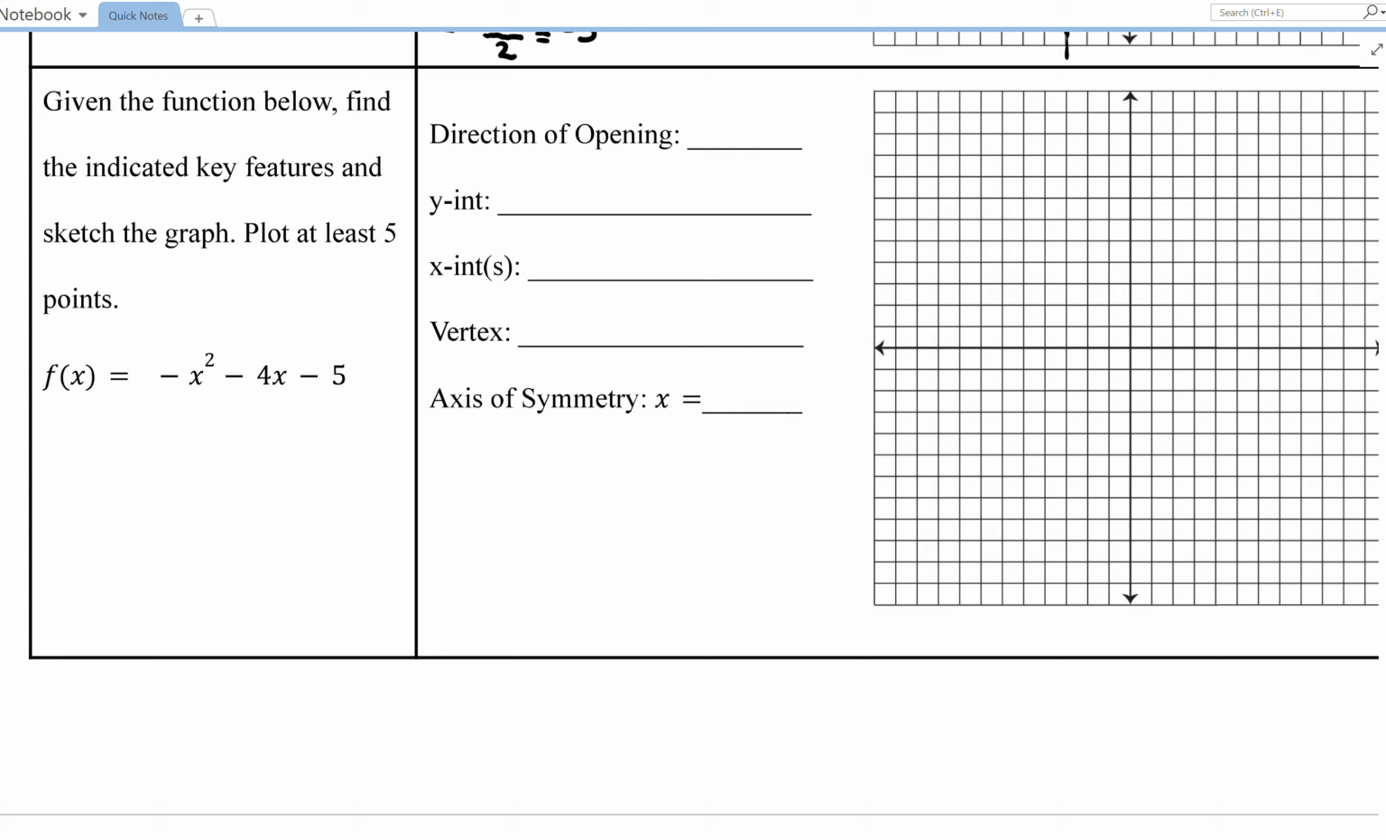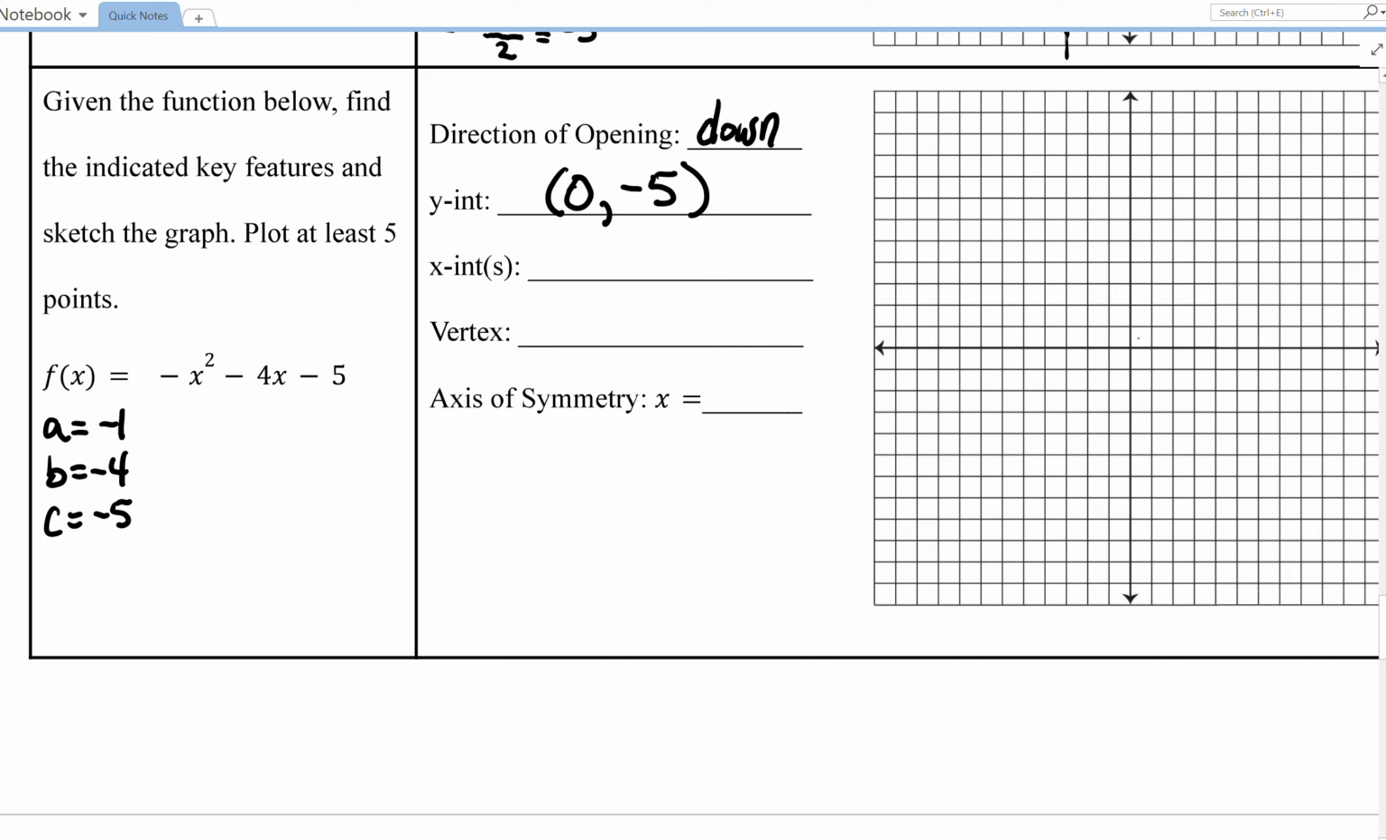This is part 3. The first thing we want to do is note that a equals -1, b equals -4, and c equals -5. That's -1, -4, and -5: a, b, c. So the direction of opening is going to open down because a is negative. The y-intercept is the easy part. There's that -5. That's going to be when x equals 0, y equals -5.